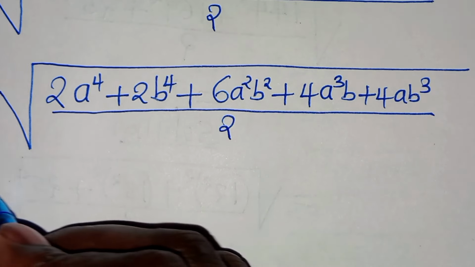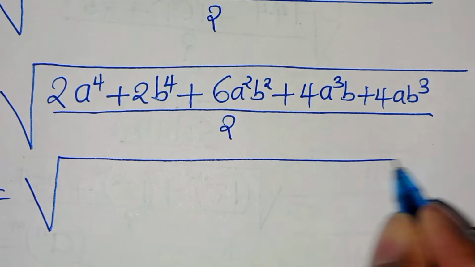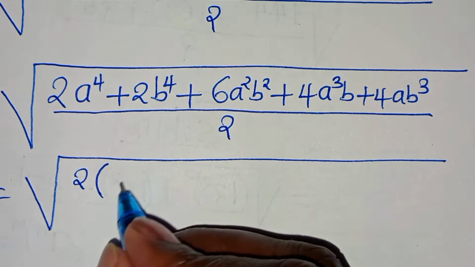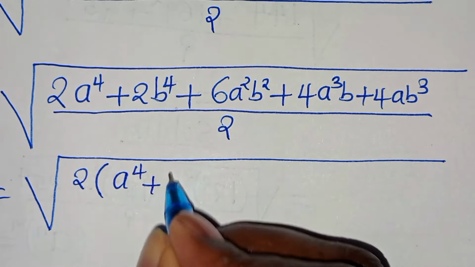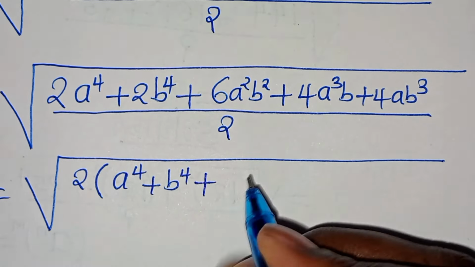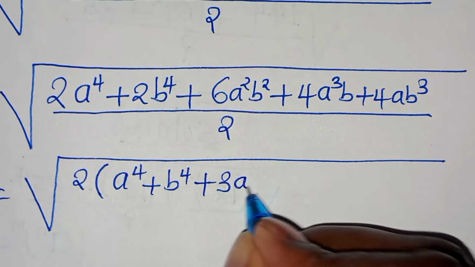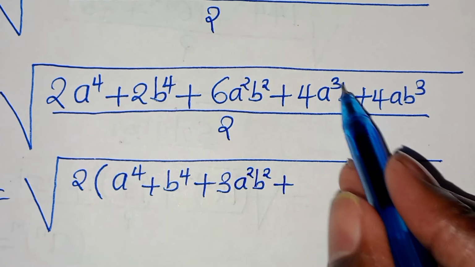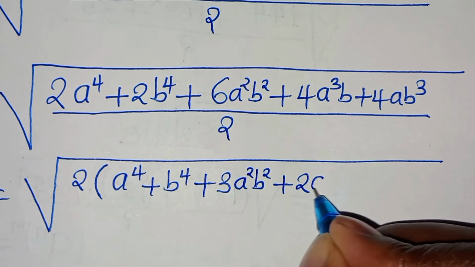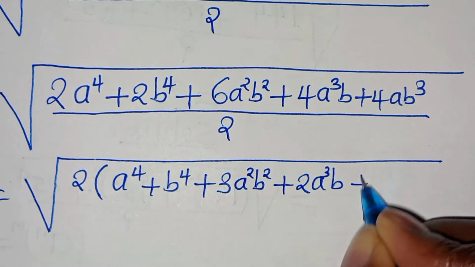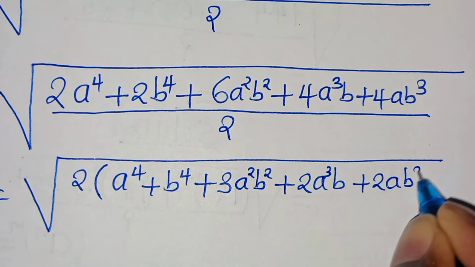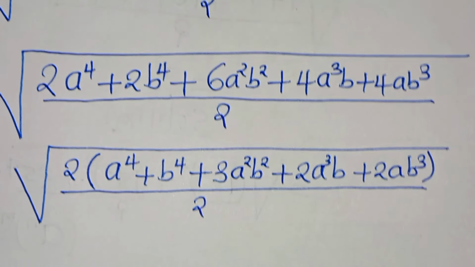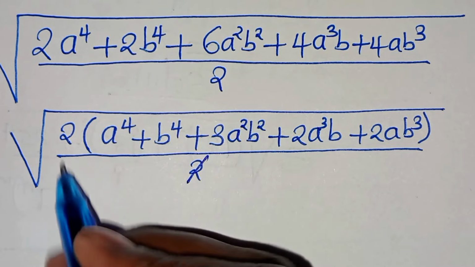The next step is that we have 2 is common here. So let's factor out 2 into the parentheses. This is a to the power of 4 plus b to the power of 4, then plus 3a squared b squared, then plus 2a to the power of 3 b, then plus 2a b to the power of 3, close the parenthesis. Everything here is divided by 2. So we can simplify 2 and 2 here.